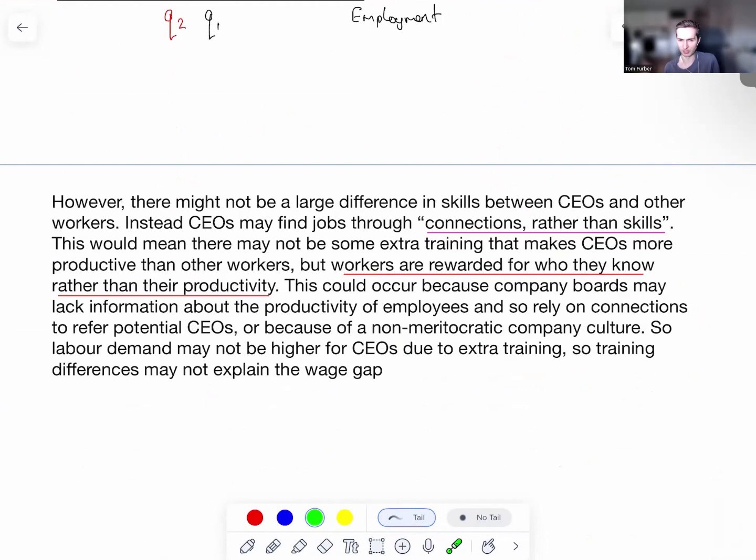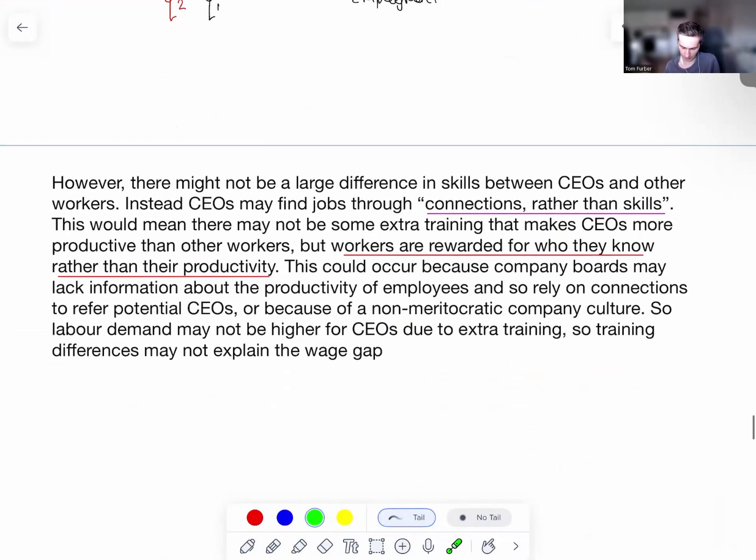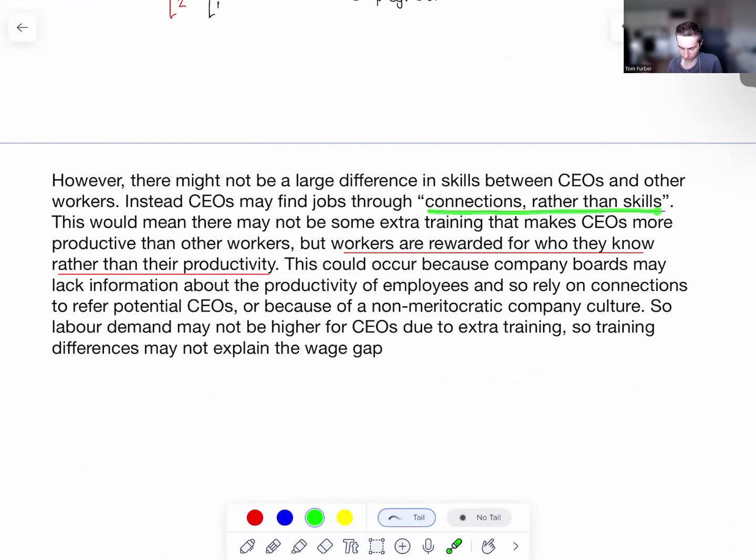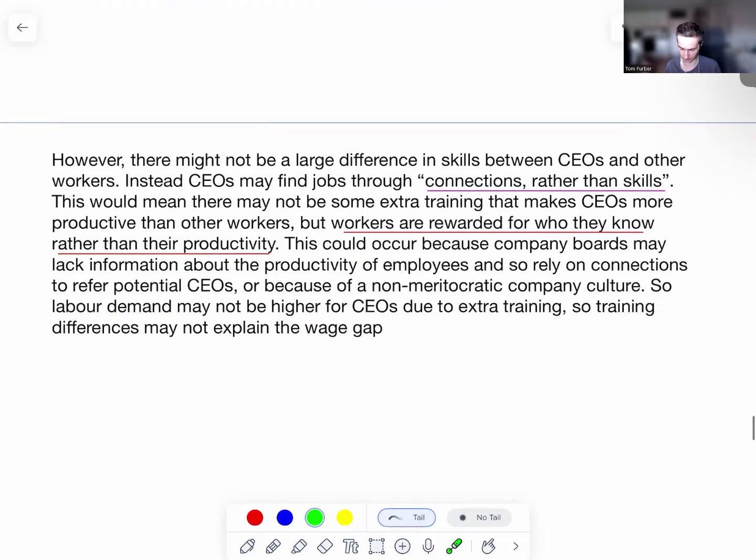To evaluate this point, there may not be a large difference in skills between CEOs and other workers. Instead, maybe it's about connections rather than skills. And this would mean there may not be some magical extra training that makes CEOs more productive than other workers, but workers may be rewarded for who they know, their connections, rather than their productivity. And maybe this could occur because company boards may lack information about productivity of employees, and so they rely on connections, references, if you will, to refer potential CEOs, or because of some non-meritocratic company culture where people aren't rewarded based on their productivity. So labour demand may not be higher for CEOs due to extra training, so maybe it's not training differences that explain the wage gap, or skill differences.